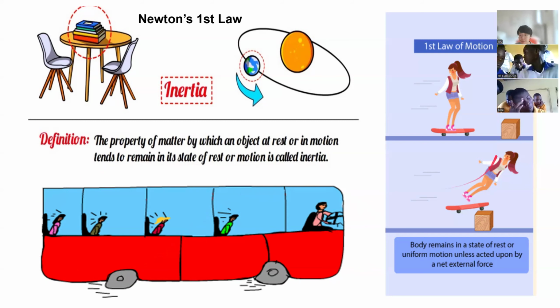You can also see from the picture on the right too. She hit a skateboard on this box. The skateboard will suddenly stop. But since this person was moving before, she will just move forward. So that is the first law.